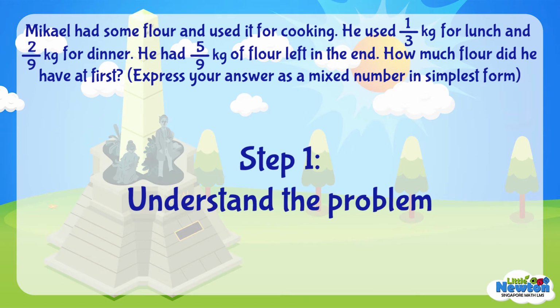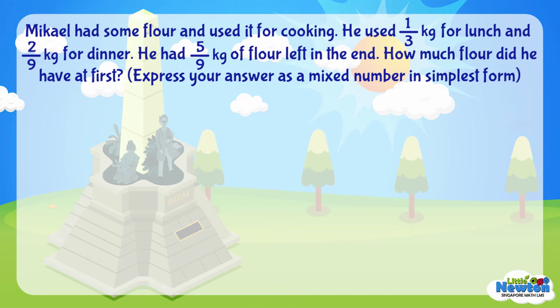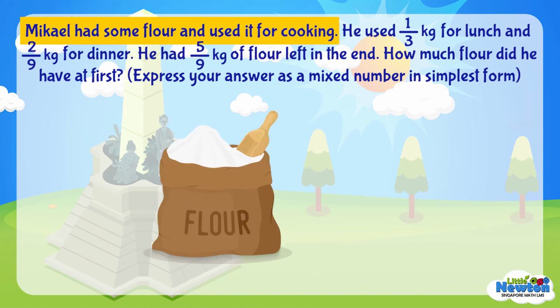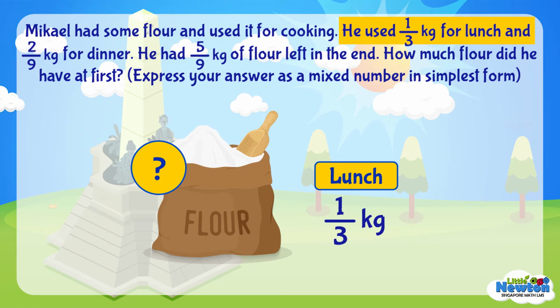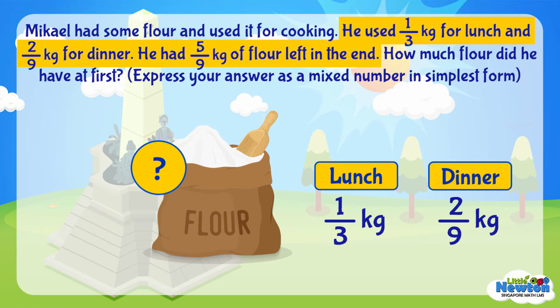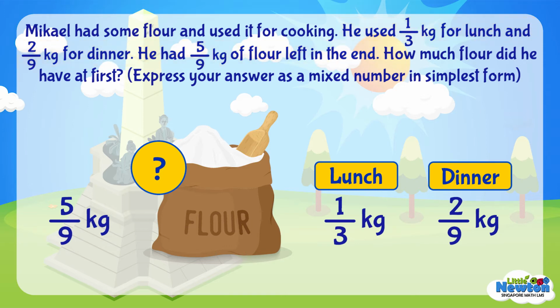Let's break down the question and understand it, shall we? Mikael had some flour and used it for cooking. Do we know how much flour Mikael had at first? No, we have no idea. But we do know that he used 1/3 kilogram for lunch and 2/9 kilogram for dinner, and he had 5/9 kilogram of flour left in the end. So we know the remaining amount, which is 5/9 kilogram. The question asks us to find the amount of flour Mikael had at first.